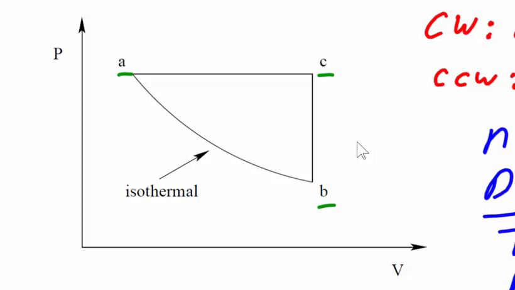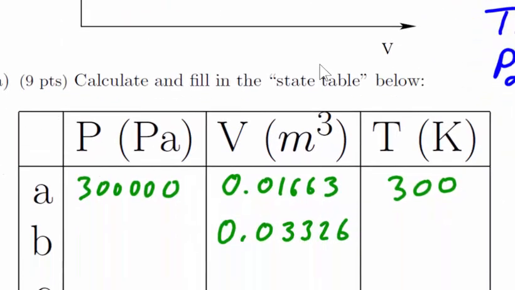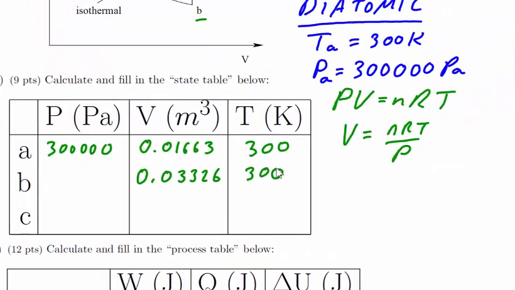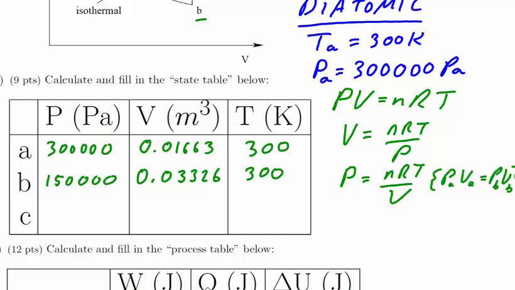That means that every point along this curve, including its endpoints A and B, has the same temperature. Since the temperature at A was equal to 300 Kelvin, that immediately means that the temperature at B will also be equal to 300 Kelvin. Once again, we have a situation in which 2 out of 3 of the values in line B are available. Therefore, we can calculate the third value using pressure equals nRT over V, and the result of this will be 150,000 pascals.